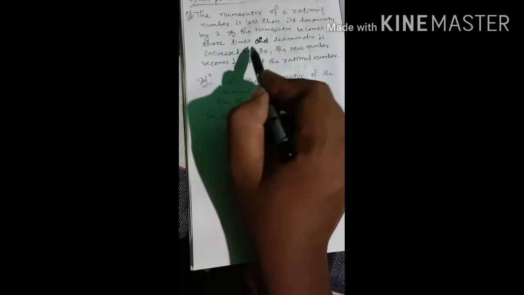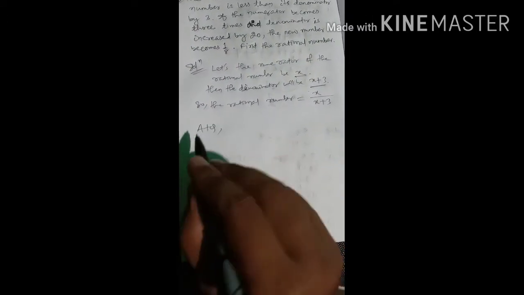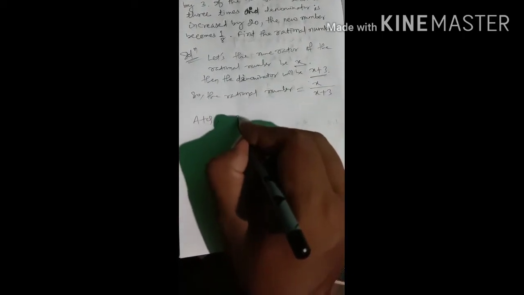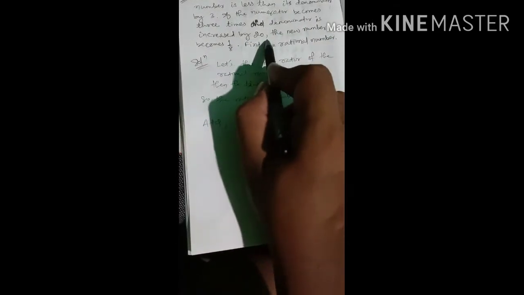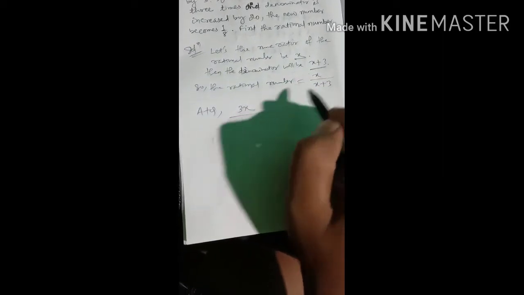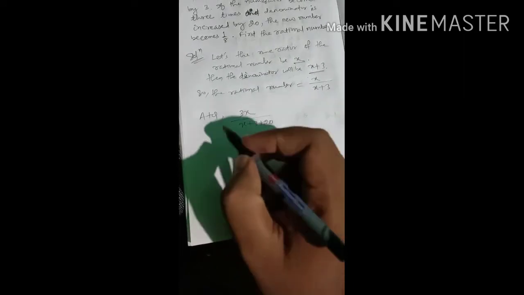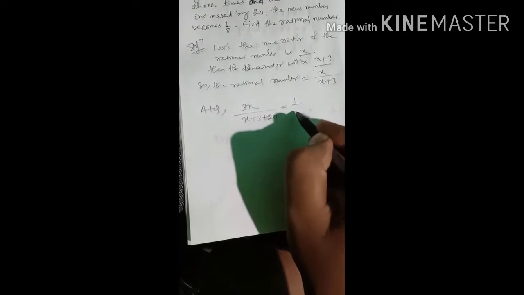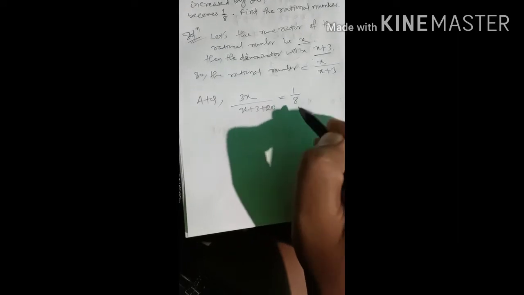Again it is written here, if the numerator becomes 3 times. According to the question, if the numerator becomes 3 times, it is 3 times x, that is 3x, and the denominator is increased by 20. Here the denominator is x plus 3; if it is increased by 20, we add 20 to it, so we get the new number, and the value of the new number will be 1 by 8. So according to the question, 3x by x plus 3 plus 20 is equal to 1 by 8.